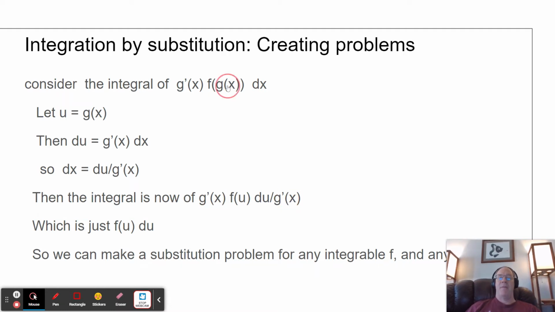Because we have a g inside of the function and a g prime outside of the function, and they're multiplied, those derivatives will cancel, and the result will just be the integral of f of u du. And so if f is integrable, then we're in great shape. That's all we really need. All we need is for f to be integrable.